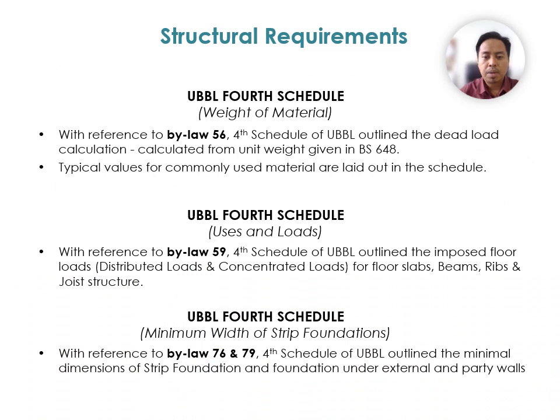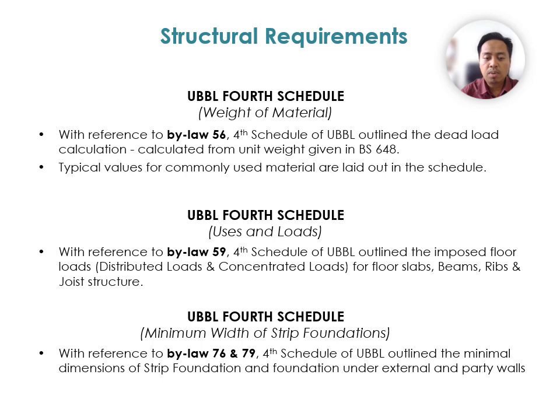To support the bylaws, UBBL has tabled schedules at the end of the book. So for engineers on the structural requirements, the Fourth Schedule is their main reference. Under the Fourth Schedule, there are 3 referral columns. The first one is weight of material. This is with reference to Bylaw 56. The Fourth Schedule of UBBL outlines the dead load calculations, which are calculated from unit weights given based on the BS 648 standard. Typical values for commonly used materials are laid out in the Fourth Schedule.